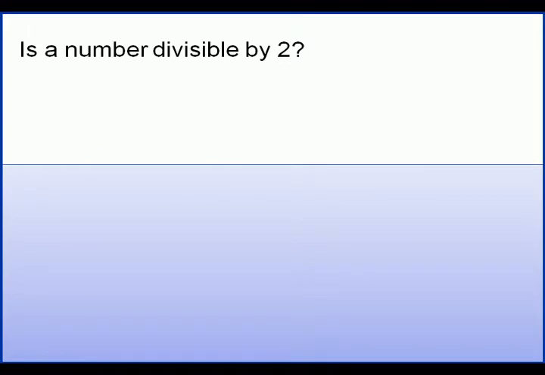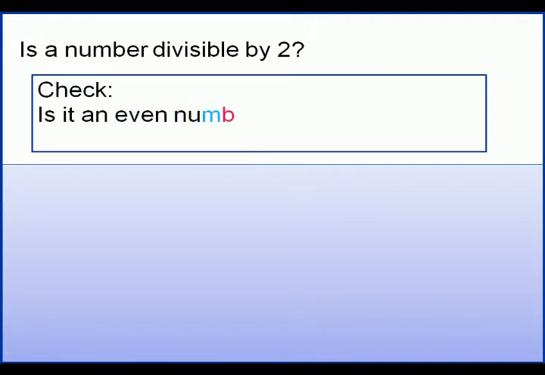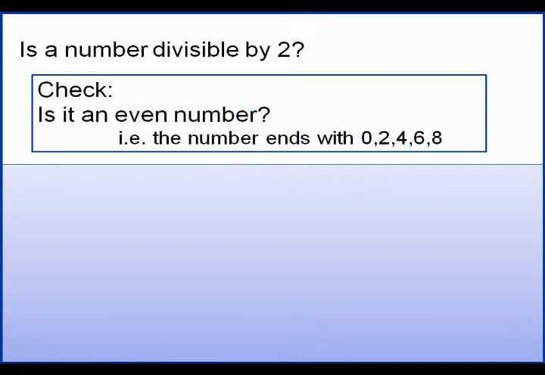How do we know if a number is divisible by 2? The check is: is the number an even number? That is, does the number end with the digit 0, 2, 4, 6, or 8? If yes, then the number is divisible by 2.